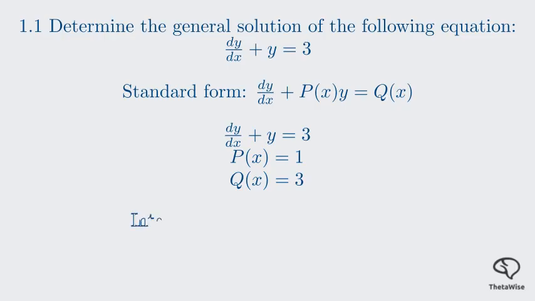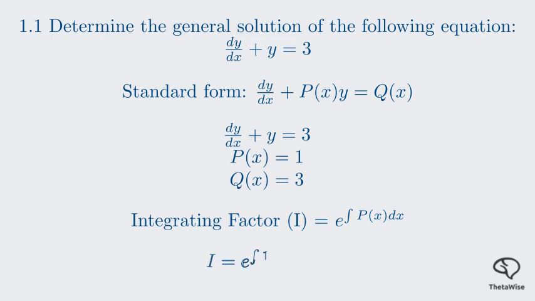The formula for the integrating factor is I equals e to the power of the integral of P(x) with respect to x. This factor will simplify our equation significantly. Plugging in P(x) equals 1, we get I equals e to the power of the integral of 1 dx, which simplifies to just e to the x.